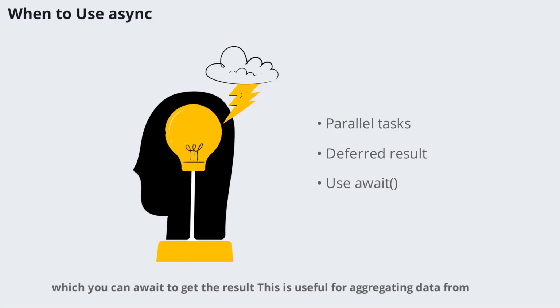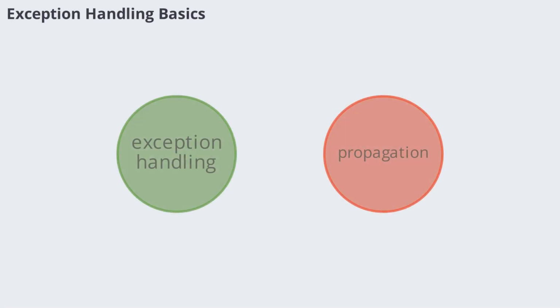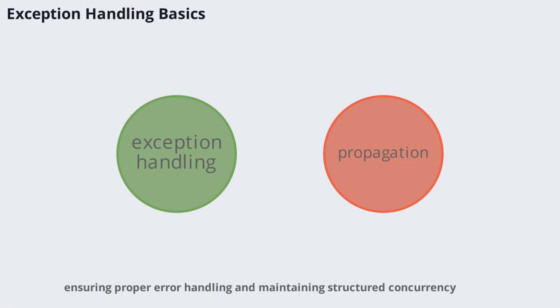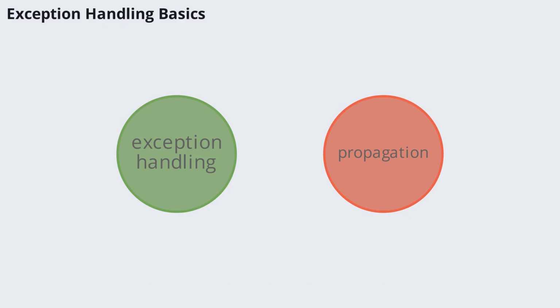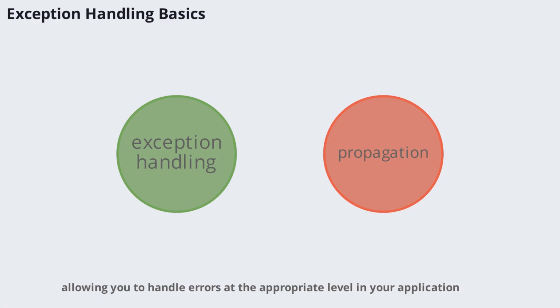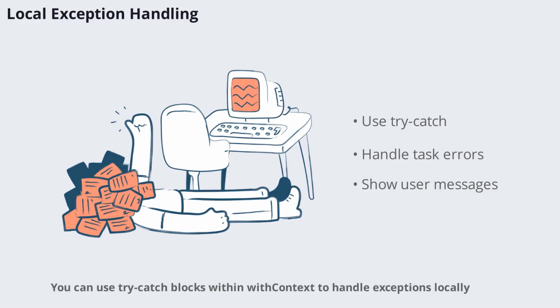This is useful for aggregating data from multiple sources or performing several computations at once. withContext propagates exceptions to the parent coroutine, ensuring proper error handling and maintaining structured concurrency. If an exception occurs within the block, it's thrown to the parent, allowing you to handle errors at the appropriate level in your application. You can use try-catch blocks within withContext to handle exceptions locally.